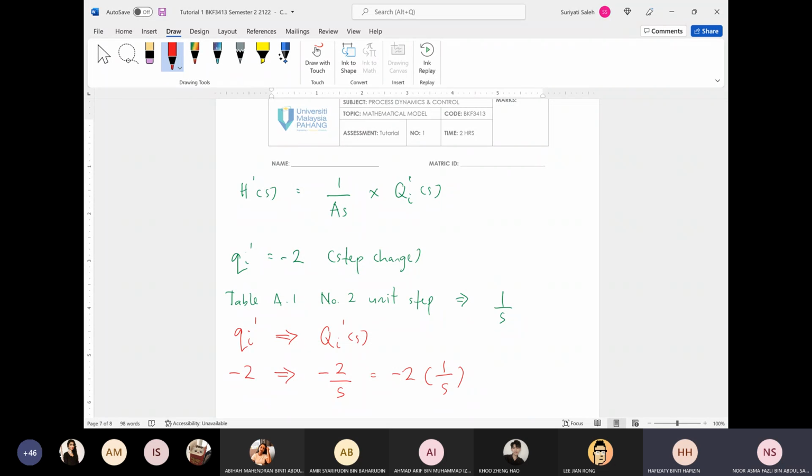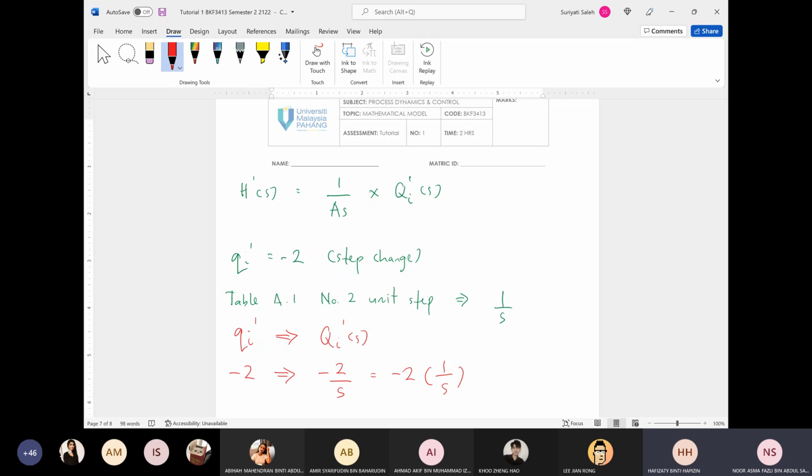Here the Q is not a constant value, it's a variable, changed from 7 to 5. So it's changed based on the step. When you have the step, we have the Laplace transform of 1 over S, so we just multiply the magnitude with 1 over S. In this case, the magnitude of change is negative 2 over S.